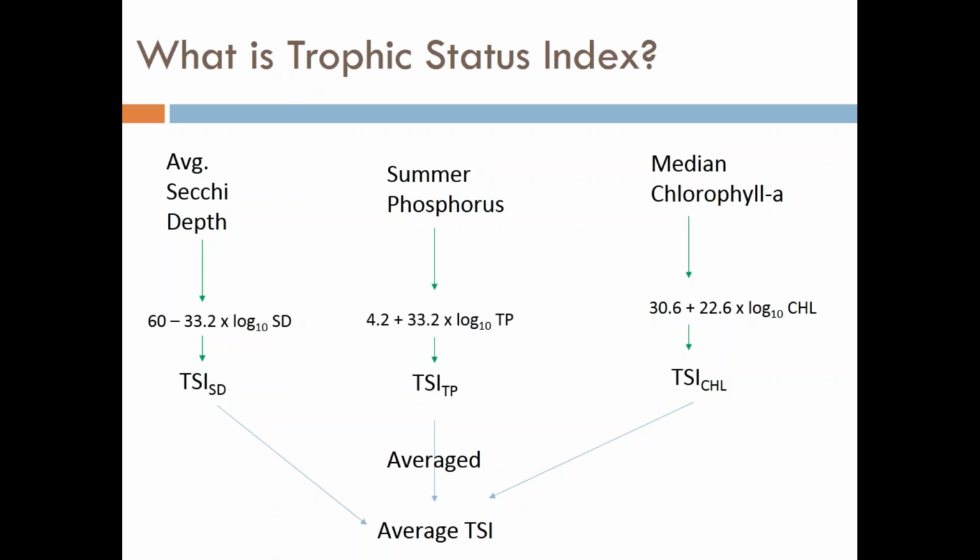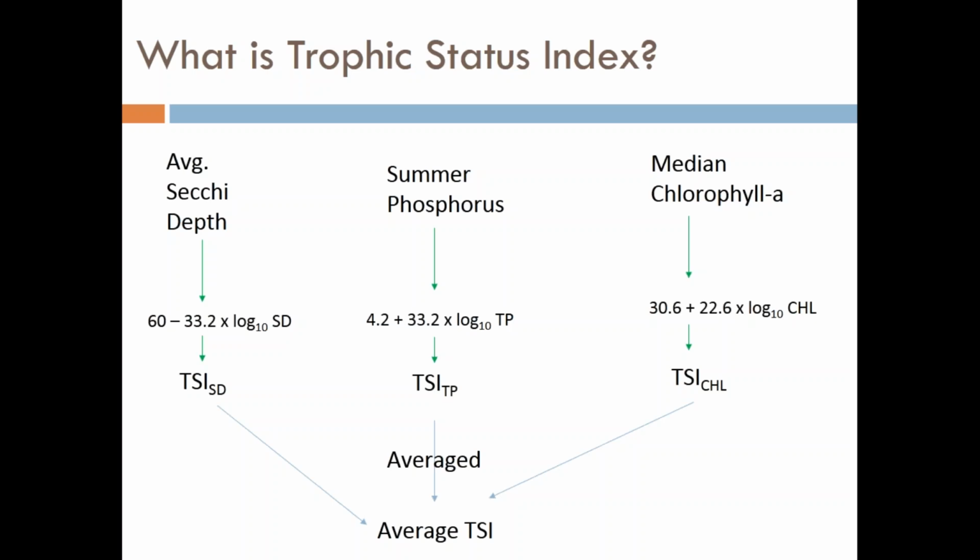Secchi depth is in feet, and it usually ranges between like 0 and 50, while phosphorus is in parts per billion, and it usually ranges from 3 to 200. And median chlorophyll ranges from about 1 to 50, and that's also parts per billion. So you can see that they're just much different measurements from each other.